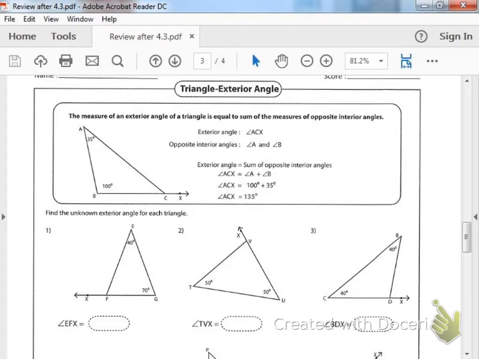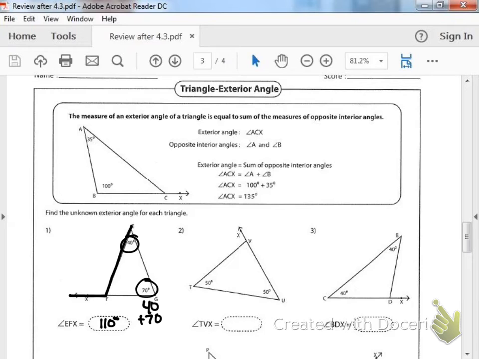All right, so on the third page of this packet, this is still from section 4.2. 4.2 had a lot in it. We are looking for the exterior angle. Do you guys remember how to find the exterior angle? There's a shortcut. You add the two interior angles on the opposite side of the triangle. So 40 plus 70? 110. 110, very good. I like this worksheet because it already has a little bubble for your answer.